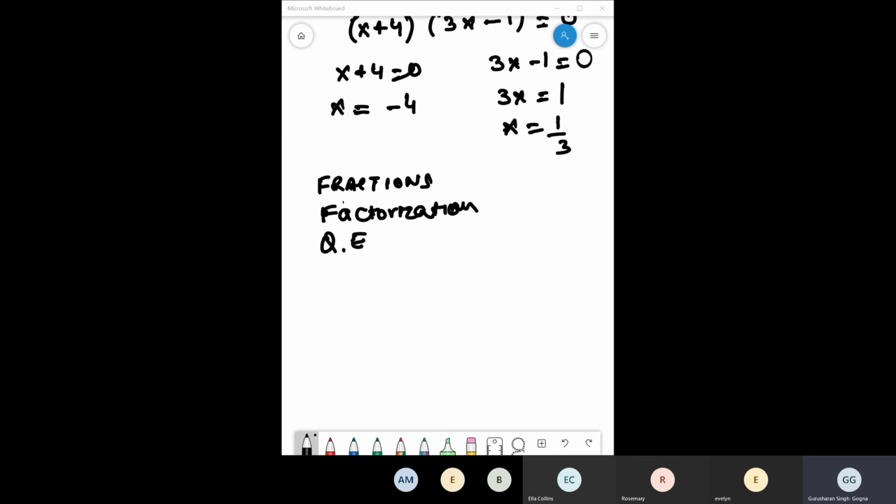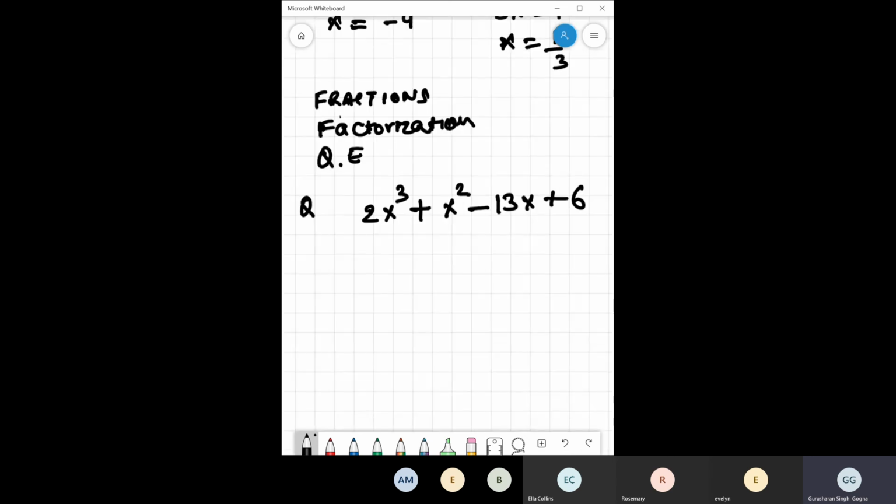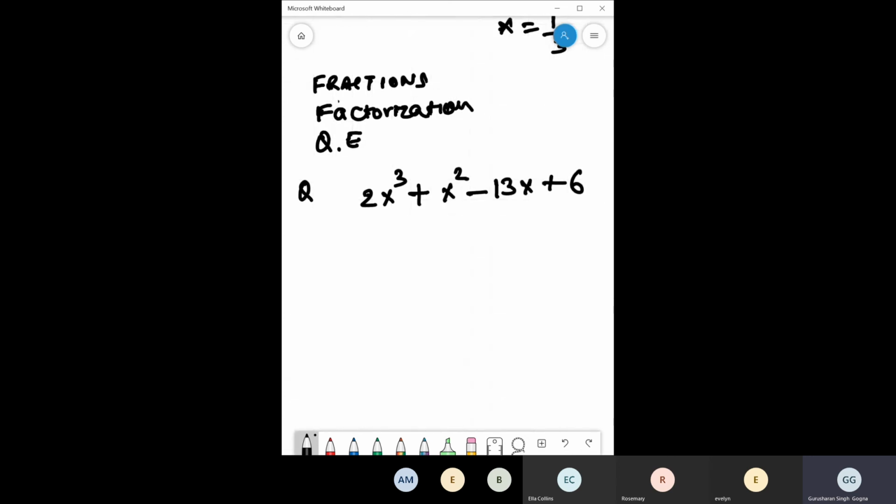So let us take an example. I want to find out, let's say, factors of 2x cubed plus x squared minus 13x plus 6. This is called a cubic equation because the power of x is 3, isn't it? The maximum power of x is 3. So that's why it's a cubic equation. Now, you need to get the first factor, okay? And the first factor, you can get it using the trial and error method.